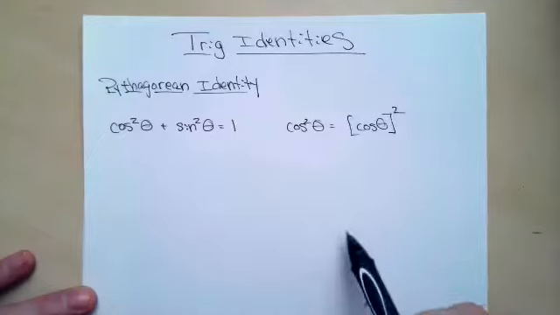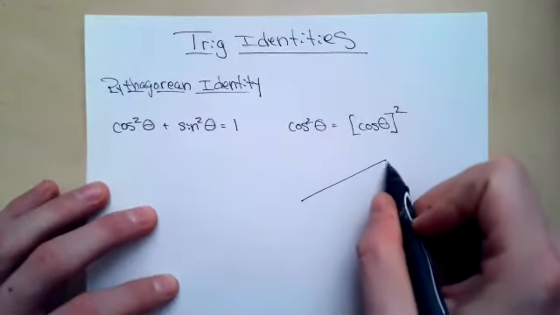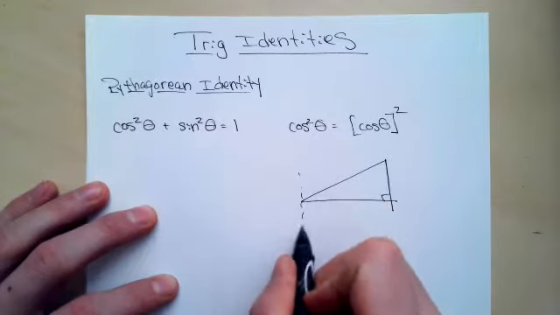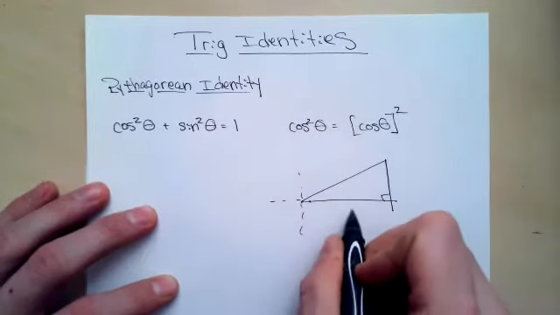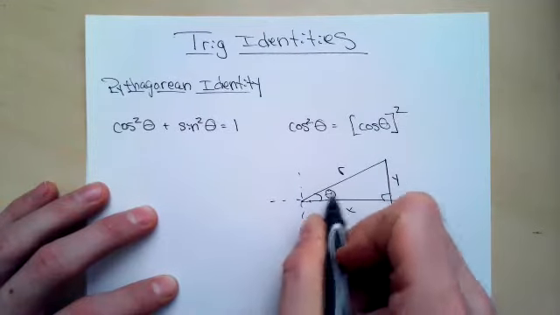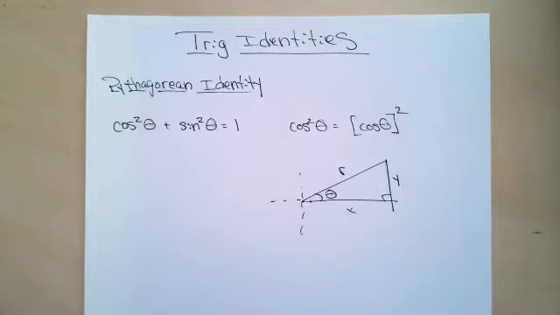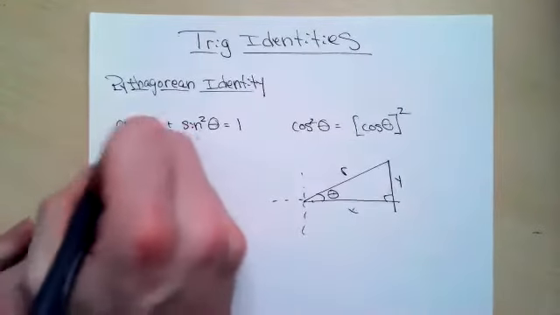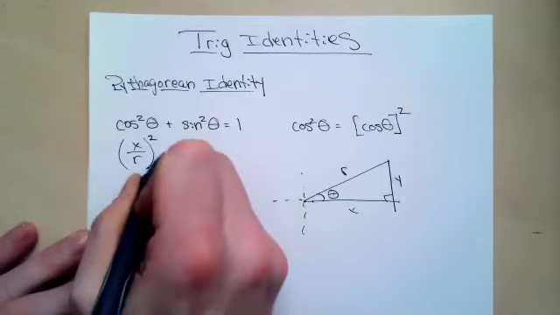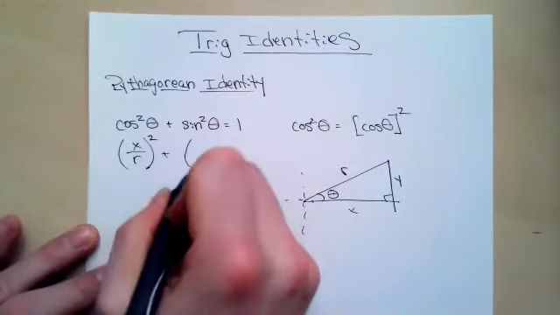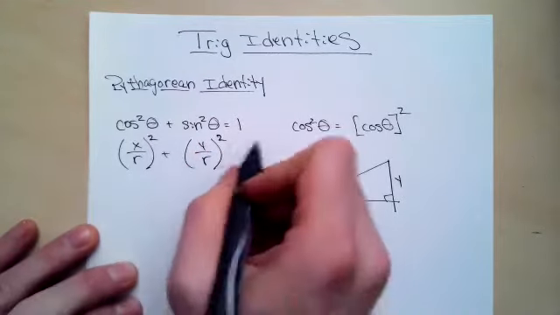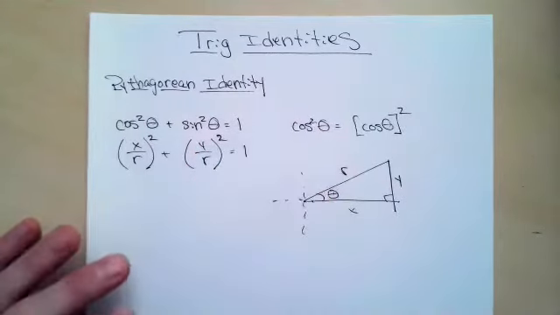So where does this come from? It comes from the Pythagorean theorem. That's why we call it the Pythagorean identity. So how so? Let's take a look. If we have our triangle drawn in standard position with an angle here, theta. Cosine squared of theta is x over r, squared. Sine squared of theta, we write the sine, y over r, squared. And we should have this equal to 1.